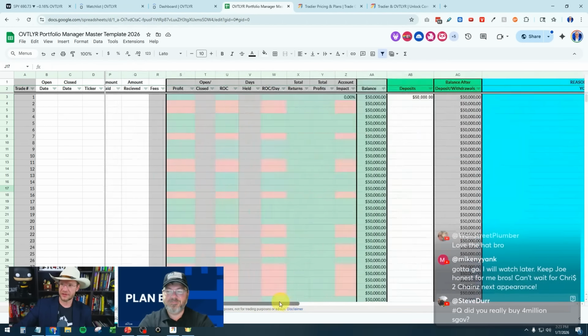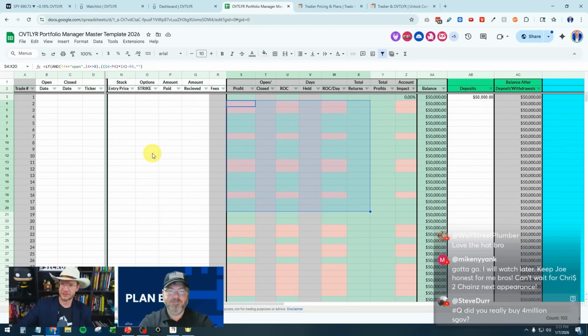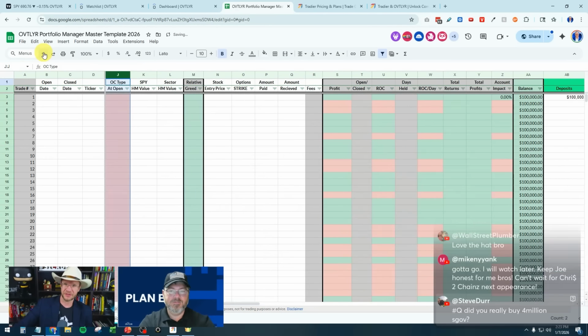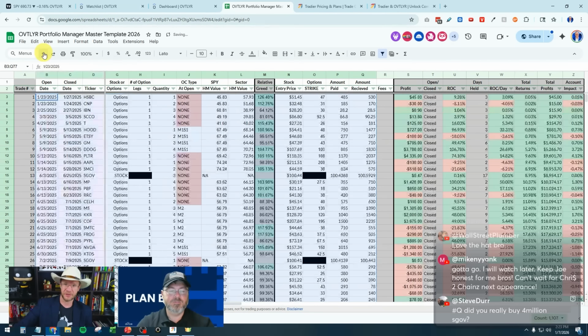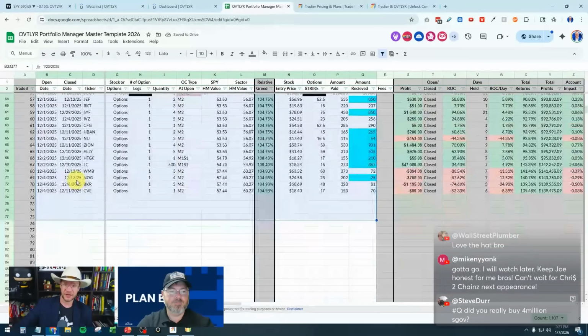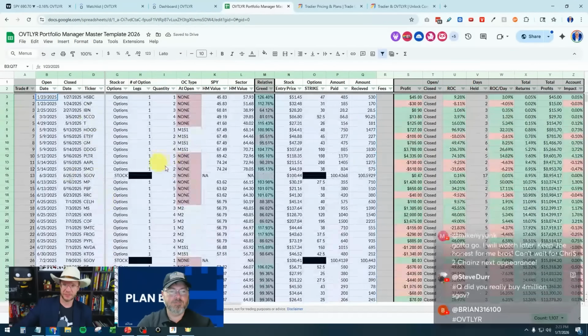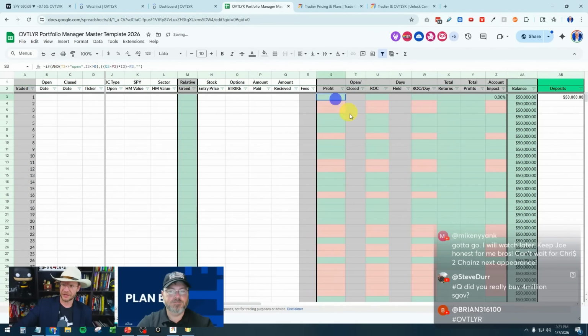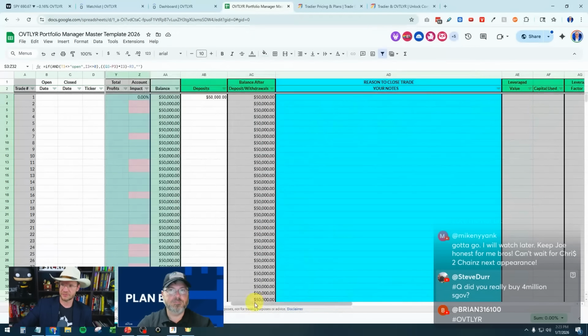A couple formatting things I noticed. I don't know why, but what I did was I just cleared out all the stuff that I had in there previously. Basically a template for you guys to work on this, as well as all the trades that I put on last year. I'm clearing this out. I don't know why the conditional formatting is not looking correct. Maybe it'll update after we put some data in.